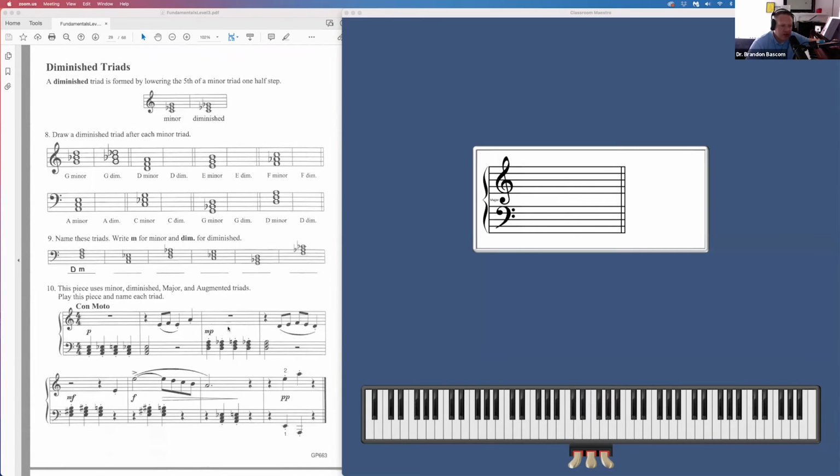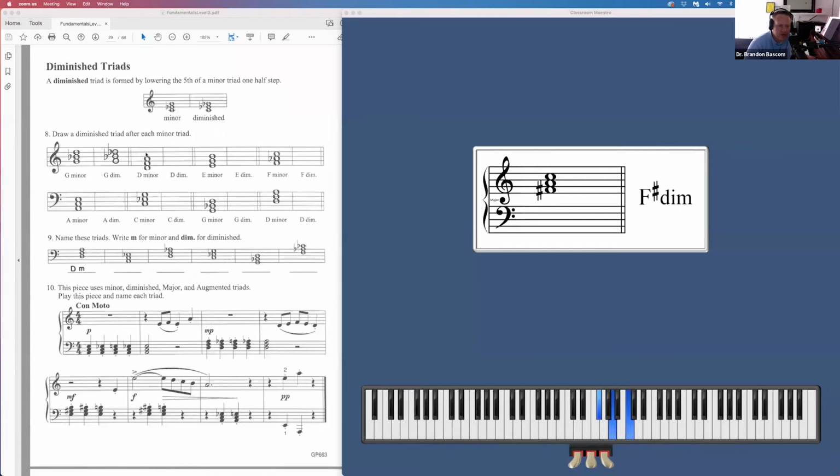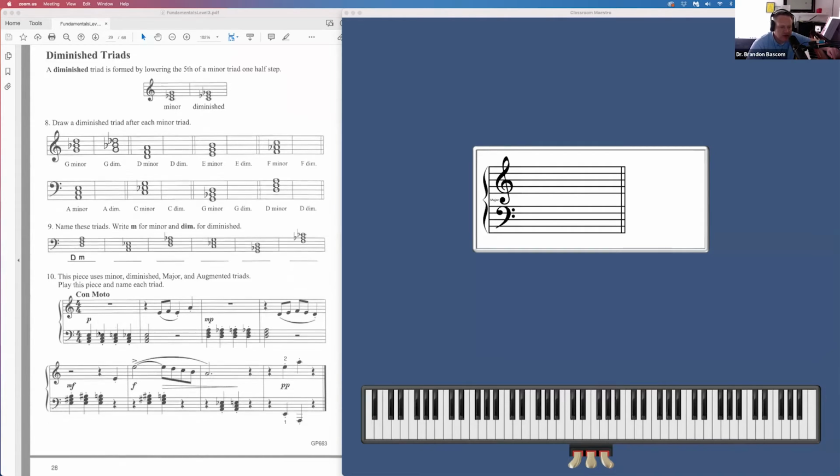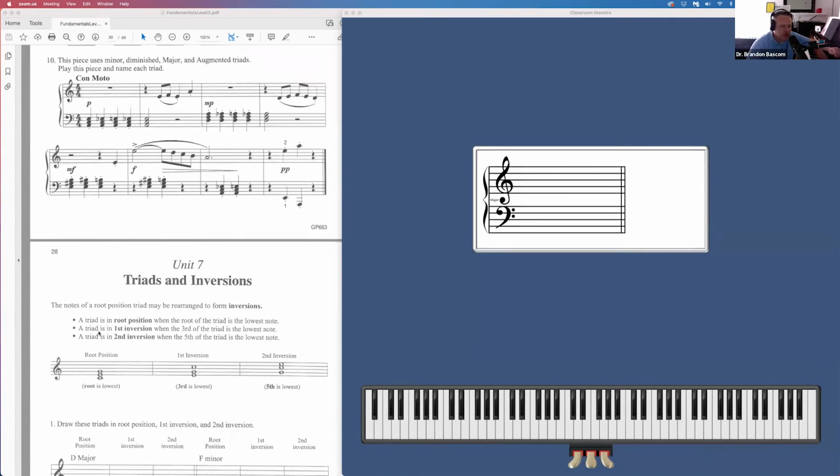Page 27 does the same thing from minor to diminished. And they lower their top note a half step to get diminished. So they want you to write in the diminished triad, lowering the top note 1/2 step. And they want you to identify minor or diminished triads in part 9. Part 10 is just an example of a piece that uses minor and diminished chords or triads.